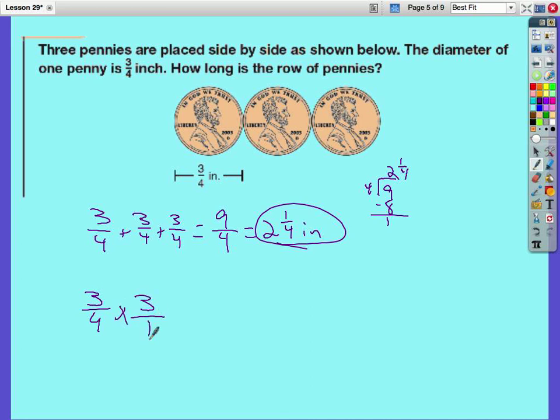Remember, 3 as a fraction is going to be 3 over 1. 3 times 3 is 9. 4 times 1 is 4. Since I did my division over here, I am just going to write that answer, and I get the same thing. So in this case, I could either do addition or multiplication, whatever you find easiest.